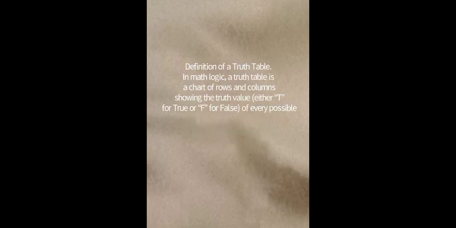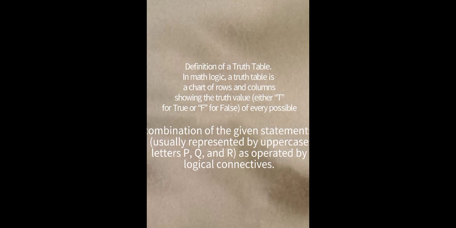This is our report about logical connectives and its truth tables. So, what is truth tables? Definition of a truth table. In math logic, a truth table is a chart of rows and columns showing the truth value, either T for true or F for false, of every possible combination of the given statements, usually represented by uppercase letters P, Q, and R, as operated by logical connectives.